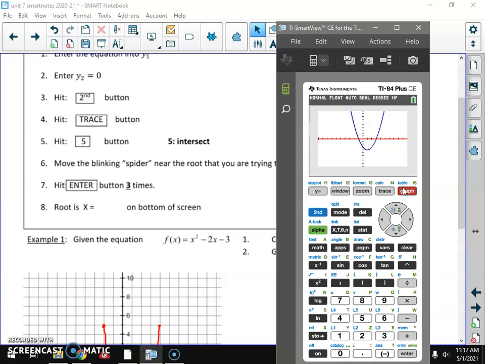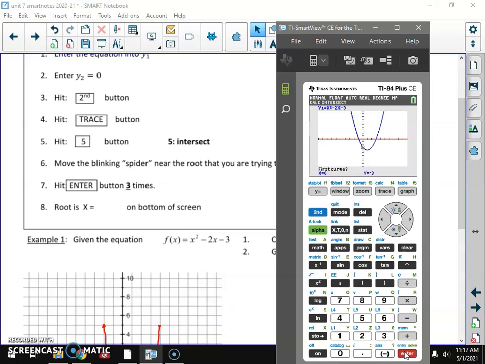So now step 3, we're going to hit the second button. Then we're going to hit the trace button up on the top row right next to zoom. And we get a menu. And you can either hit number 5 or go down to 5. What we're finding is intersect. Then it says, move the blinking spider near the root that you're trying to find.